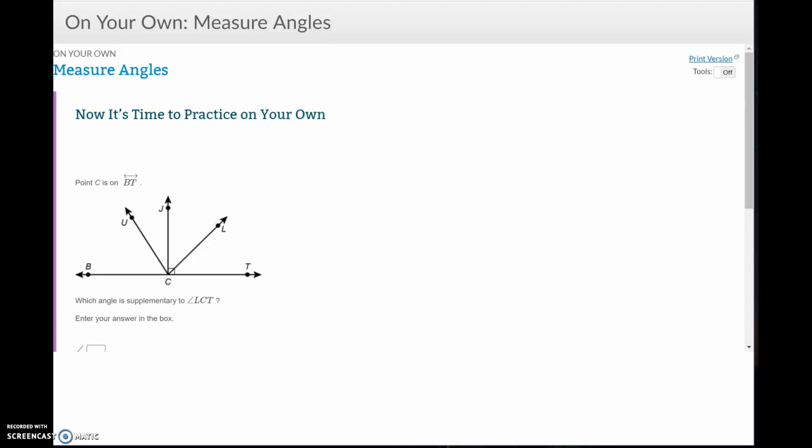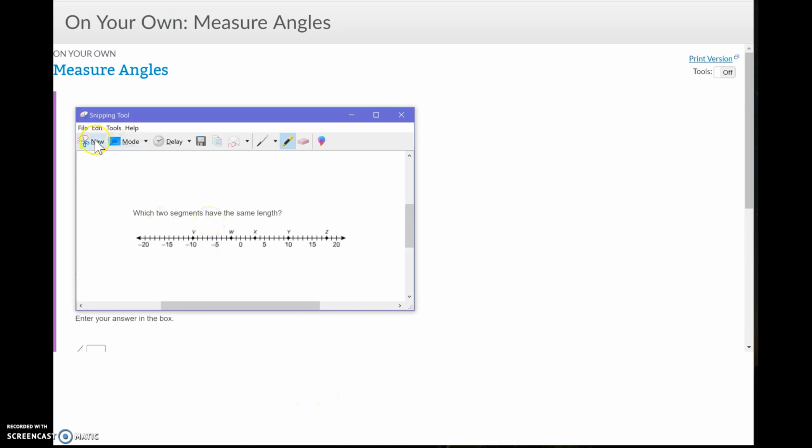I am going over the On Your Own practice for 1.05 measure angles. And here we go with number 1. So I'm going to take a snip of this, or I can draw on it, because that just helps me.